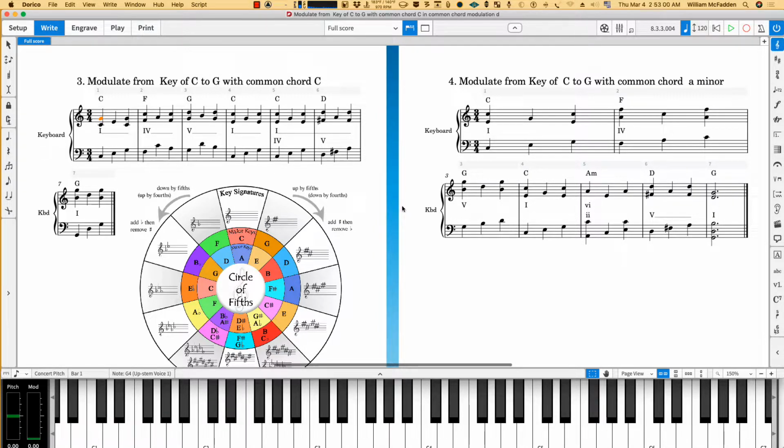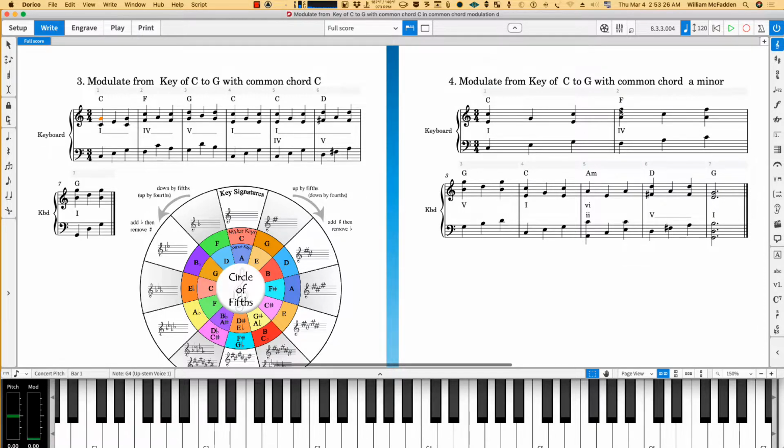Now let's take a look at a second example. We're going to modulate from C to G again with a common chord, in this case A minor. Now A minor happens to be a predominant in the key of G, the dominant being D in this case. So we're going to modulate from C.